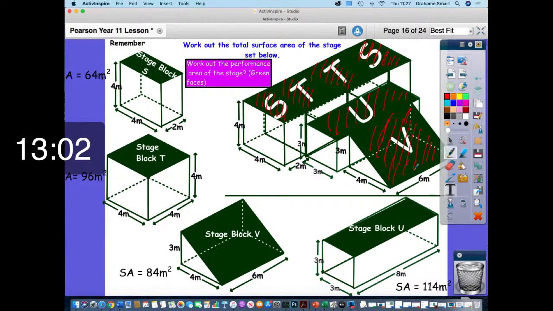So I'm asking you for 2 things. I want the total surface area of the stage set below, which is quite straightforward because you've already done the hard work on that. You've done the calculations in a previous slide. Then I want you to work out the performance area of the stage, which is the green faces, which I've just shaded in red. Good luck with that one. I'll give you 2 minutes.